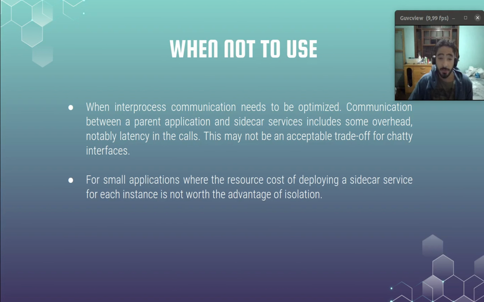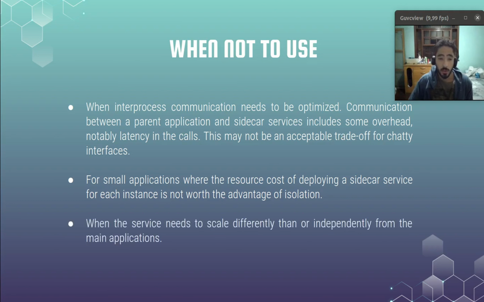Another situation is small applications, where the resource cost of deploying a sidecar service for each instance may not be worth it, right? You will need one for every instance, and if it is a small application, it is probably better not to implement that. And also, when the service needs to scale differently or independently from the main application, right? If the application goes in another direction than the one the sidecar was built for, this may not be good, we need to write another sidecar, and if you know that this is going to happen, maybe it's better not to use a sidecar at all.